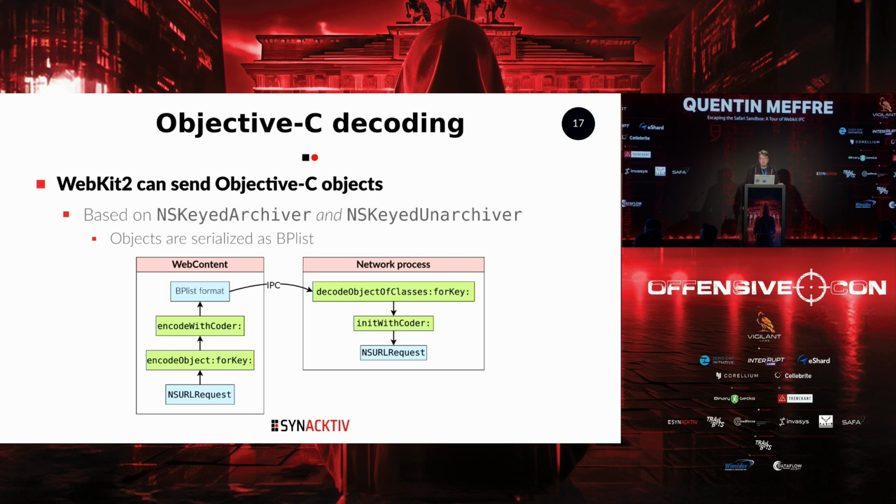The Objective-C decoding is based on two well-known Objective-C objects named NSKeyedArchiver and NSKeyedUnarchiver. So when WebKit wants to share an Objective-C object, it will use the NSKeyedArchiver to call the encodeWithCoder method, which will encode the object as binary plist data. Then WebKit will send those data to the remote process, which will use the NSKeyedUnarchiver object to call the initWithCoder method, which will create the object based on the information stored in the binary plist data.